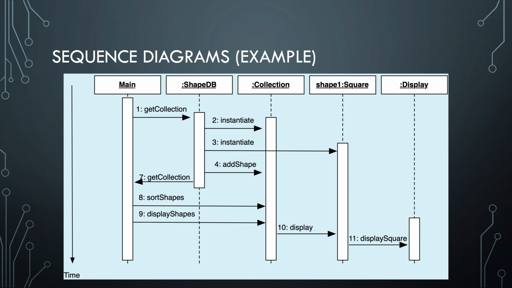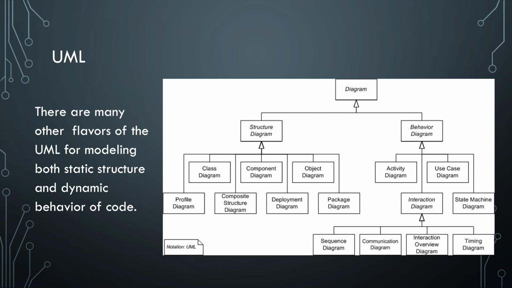You can also create a more complicated sequence diagram with multiple objects. This is a diagram that describes what happens when you retrieve a collection of shapes, sort them, and draw them onto the screen. There are many other types of diagrams in UML for modeling static and dynamic aspects of code. We covered the most used ones in this lecture.